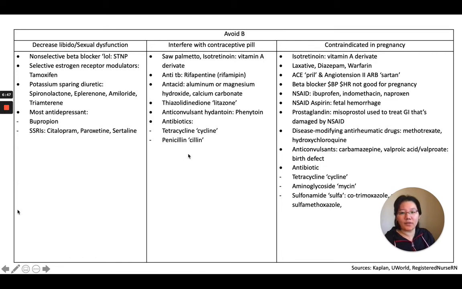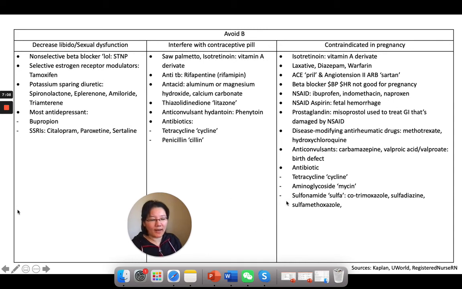And then medications that interfere with the contraception pill. Here are the medications that cause it, and sometimes they say, oh, the patient is on a contraceptive pill and is given penicillin medication, what should you do? Then you probably want to encourage the patient to use another way of controlling birth, not just taking the contraceptive pill.